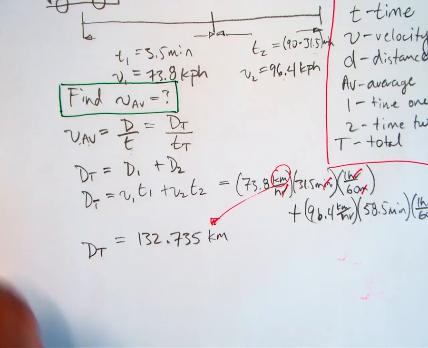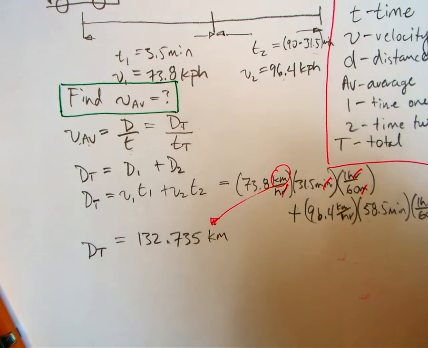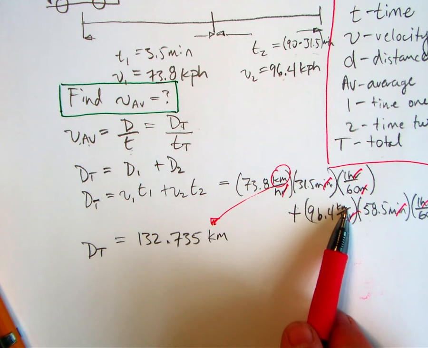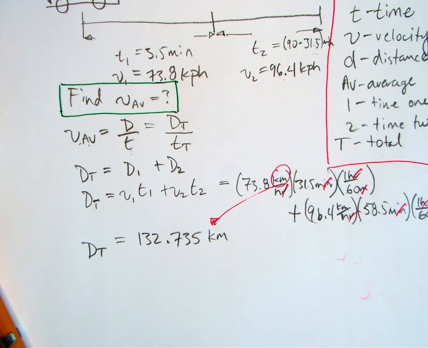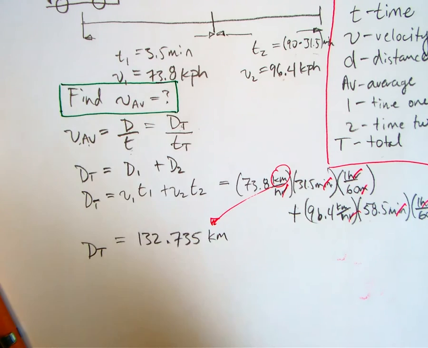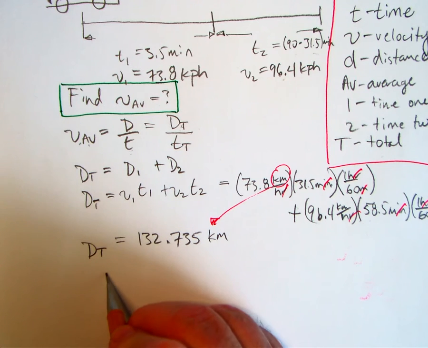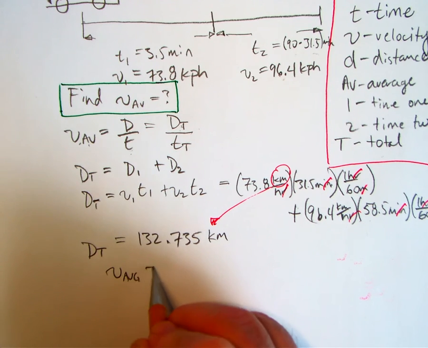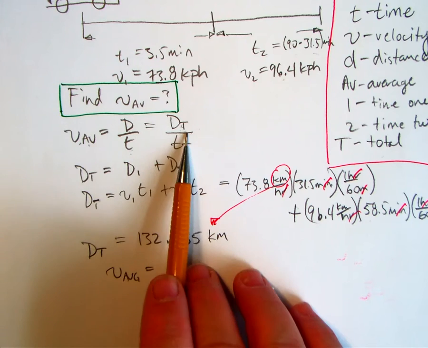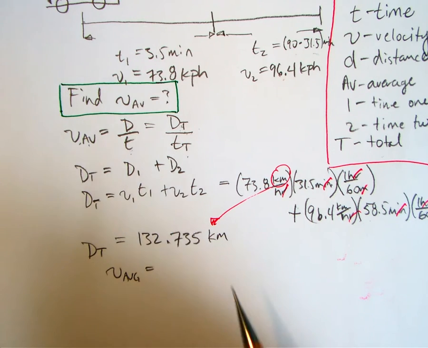You do the same thing over on this part here. Your minutes and your hours and your hours cancel and give you kilometers. I really shouldn't say cancel. They divide out. Hour divided by hour is 1, and so you just eliminate that 1 from it. And so the average velocity, what we were asking in the problem, is equal to, again, the total distance divided by the total time.